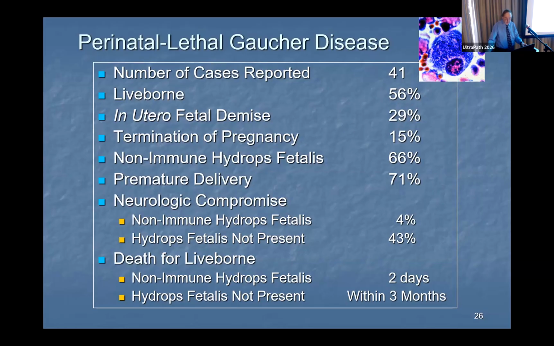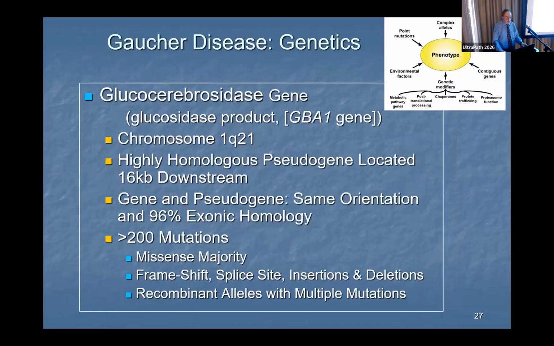Non-immune hydrops occurs in about 2/3 of individuals, and premature delivery is about 70% or so. And with this, typically, if you have non-immune hydrops fetalis, usually death of liveborns occurs within 2 days or so. And if hydrops fetalis is not present, usually survival is a little bit longer.